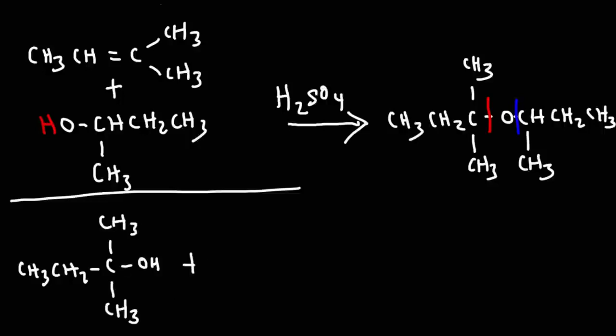Now we can react this alcohol with two different alkenes. We could put the double bond between those two carbons or between those two carbons. So this is basically a 4-carbon chain that has no branches. If we put the double bond here, this is 1-butene.